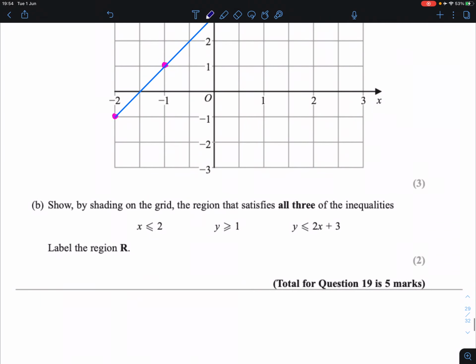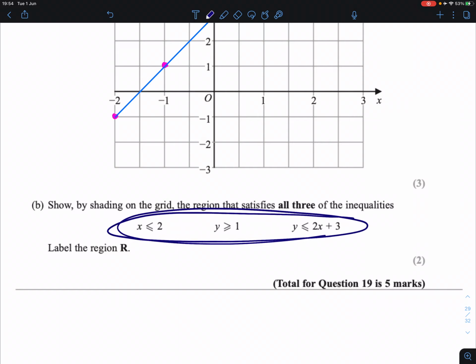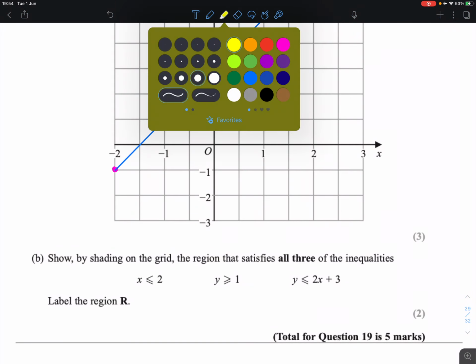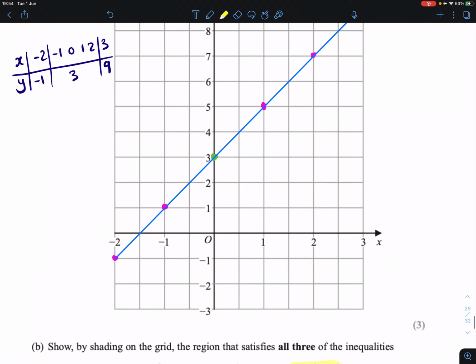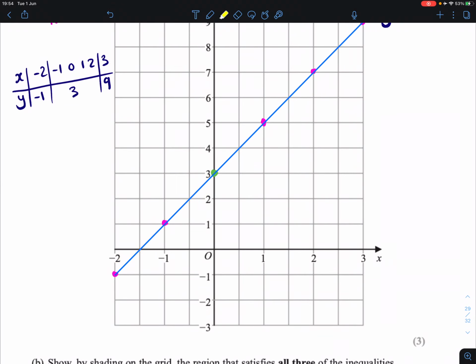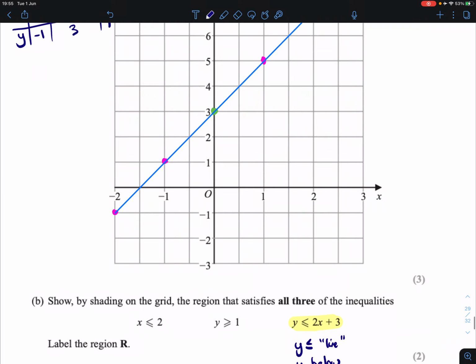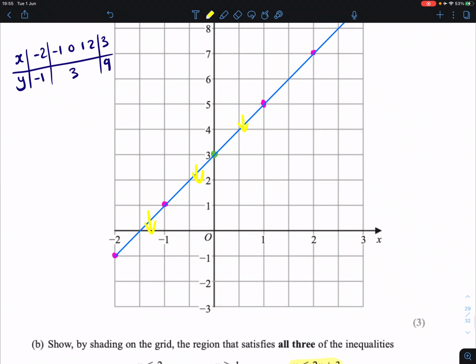Part B, show by shading on the grid the region that satisfies all three of the inequalities. So important thing to note when you're shading inequalities is you need to see the equations of these lines. Now we've already drawn the first one, just to even give it a color here. This here, we've drawn the line for where it equals, but we have y is less than or equal to, let's call it the line, which basically means we care about when y is below the line.